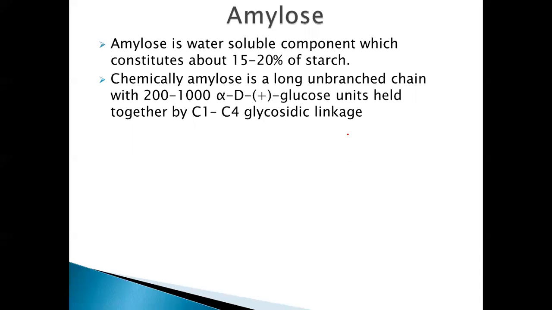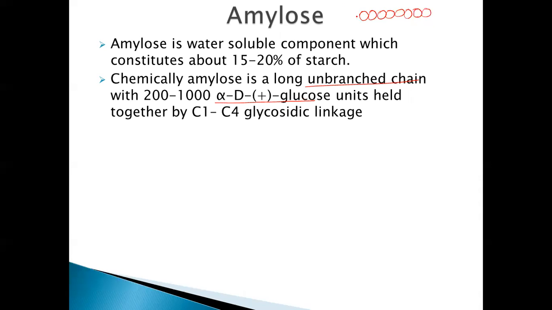Amylose is, if these round ones are the monosaccharide units, linked together by glycosidic linkages. Here it is a straight chain. The monosaccharides are linked in the form of a straight, unbranched chain. There are no branches. We can see it's a straight chain. These monosaccharide units are alpha D plus glucose units.